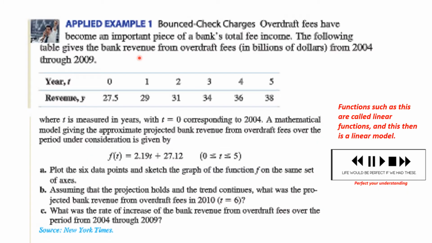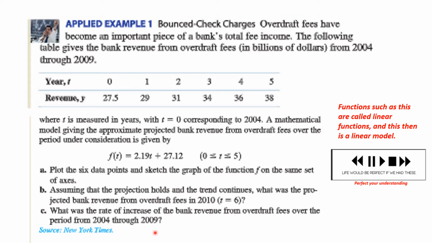So here is the first example about bounced check charges. Overdraft fees have become an important piece of a bank's total fee income. And so here is, based on years from 2004, so 0 corresponds to 2004, and 5 corresponds to 2009. And these are the overdraft fees in billions of dollars. Now, the curve that models this, when you do the curve fitting, is this one. Y equals f of t equals this, and such functions are called linear functions. So this is a linear model.